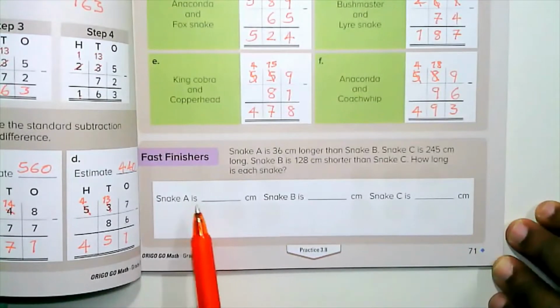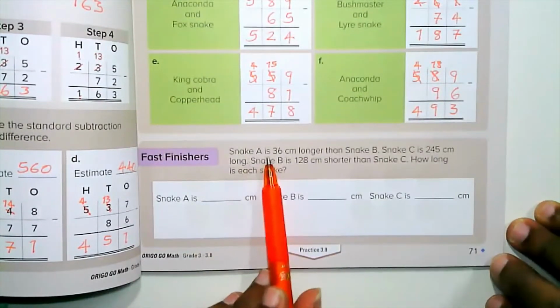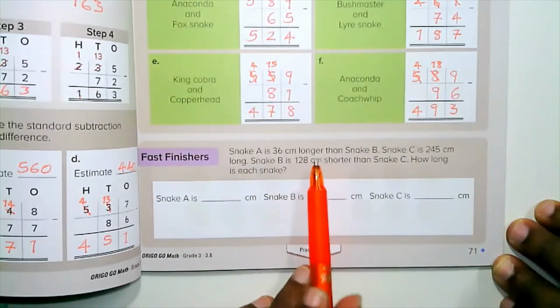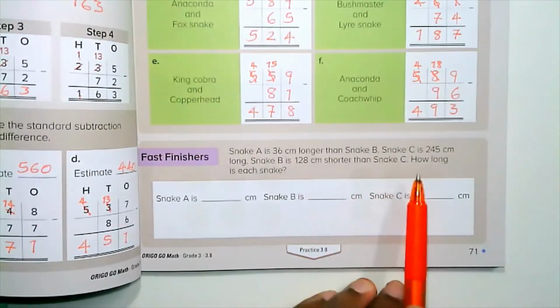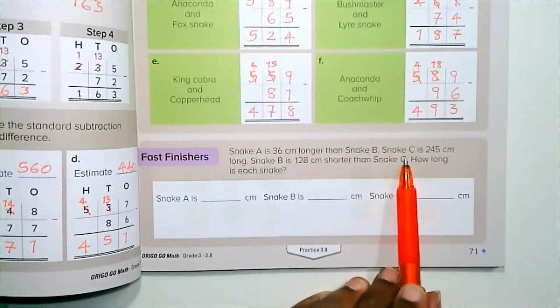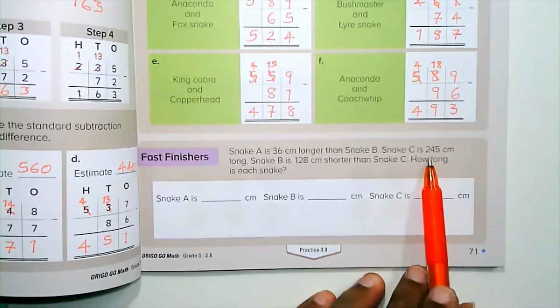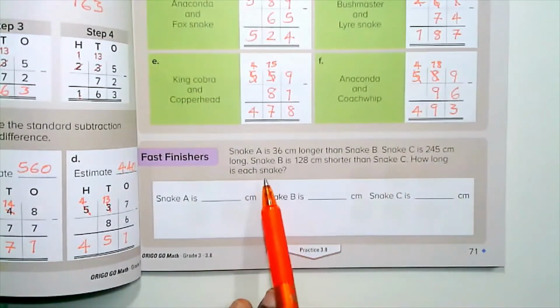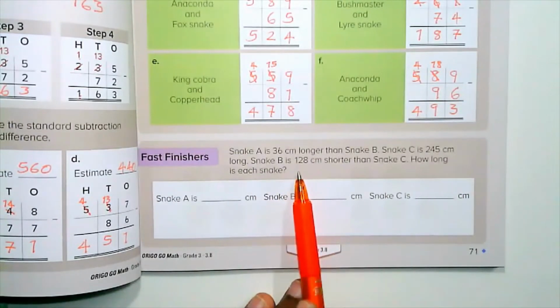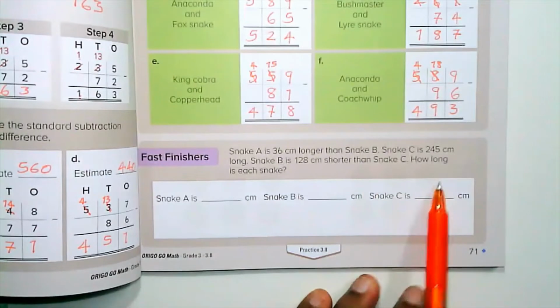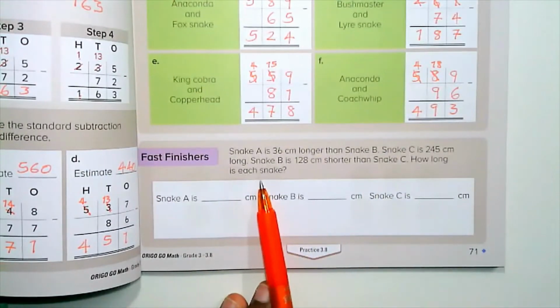Now on to the fast finishers. Snake A is 36 centimeters longer than snake B. Snake C is 245 centimeters long. Snake B is 128 centimeters shorter than snake C. How long is each snake?